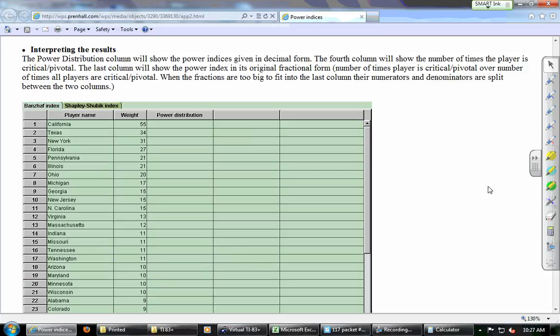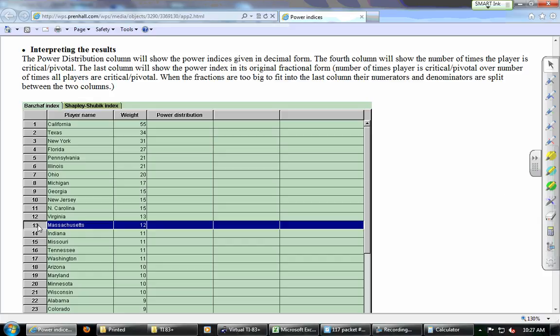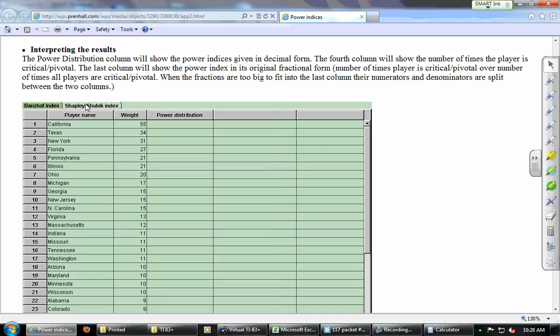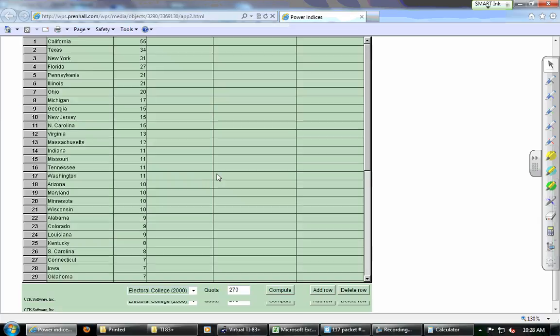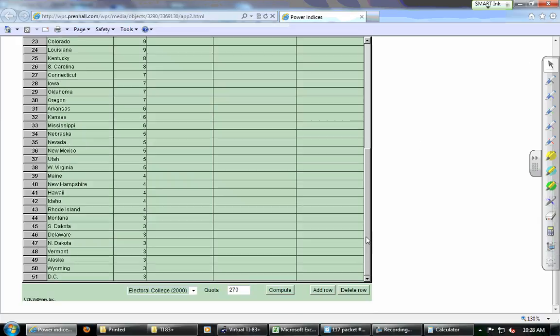Now this is from the year 2000. So the numbers actually have changed because in 2010 we had our census, and so if you look for Massachusetts, you see us right there. We had 12. Do you know how many we have now? We have 11. So the numbers have changed just a little bit. But you know, California at the top with 55, and then some of the least populated states, and Washington, D.C. down here with only 3.